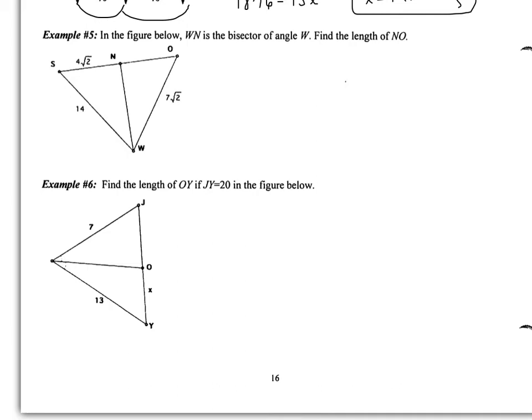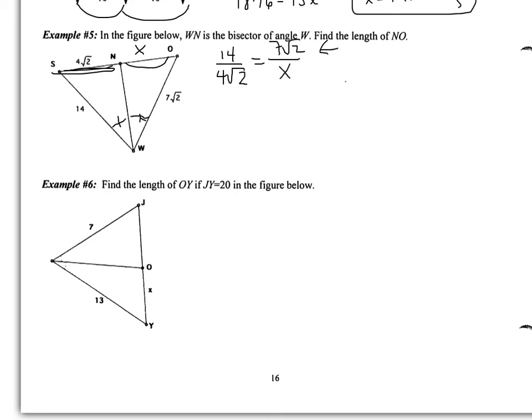So it says in example 5, in the figure below, WN is the angle bisector of angle W. So I'm going to mark that. Find the length of NO. Because I want to know NO, I'm going to call it X. Okay, 14 is one of the sides. That corresponds to the little part that it touches, 4 root 2. The other side is 7 root 2, which goes up here. That corresponds to this little side, NO, which is X.